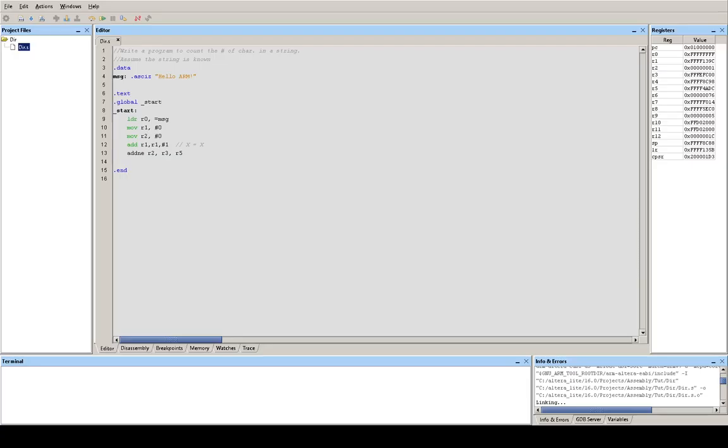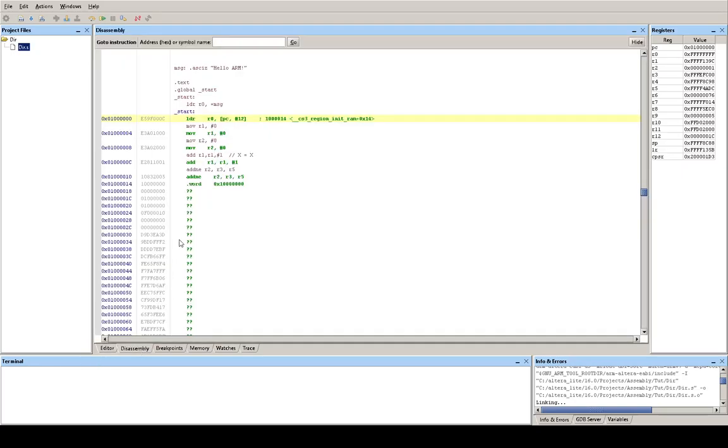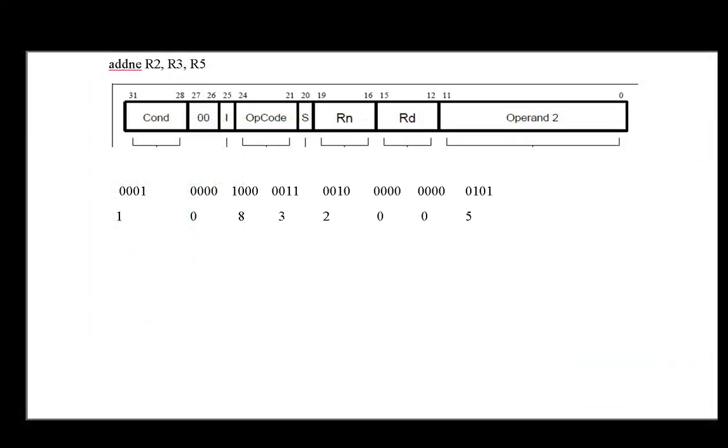Now let's double check this in the assembler. Here I have the instruction written add NE R2, R3, R5, which is what I had assembled a second ago. If I look at the disassembly, I'll see the code of that instruction in hex is 10832005, which is similar to what I have done myself, 10832005.